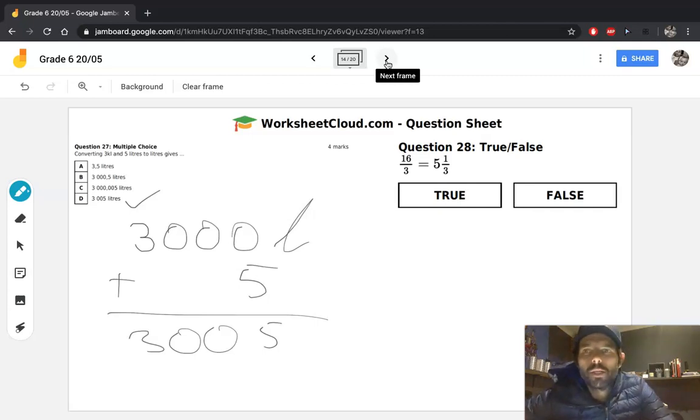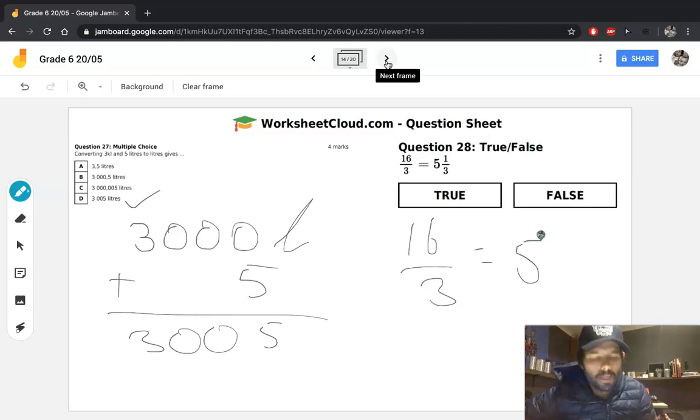Okay, question number 28. True or false? 16 over 3 equals 5 1/3. So to check if this is correct, we know that 16 over 3 is the same as 16 divided by 3. So how many times does 3 go into 16? That's 5 times. 5 times 3 is 15. There's 1 left over, and I stick to my original denominator. So that question is therefore true.